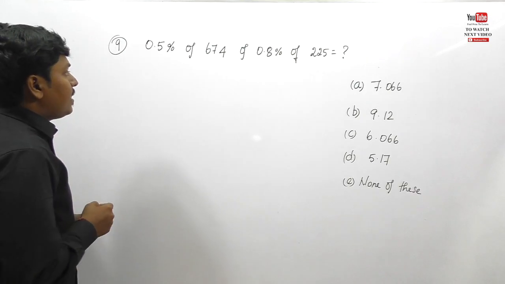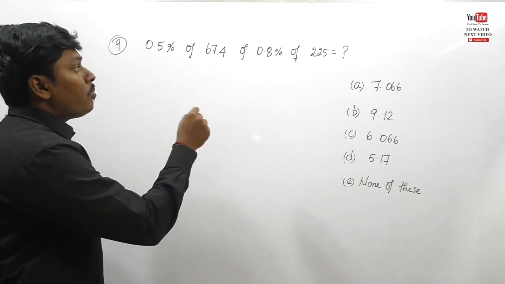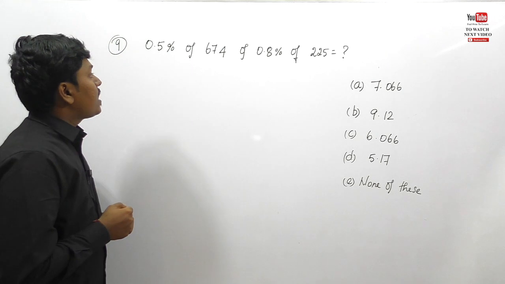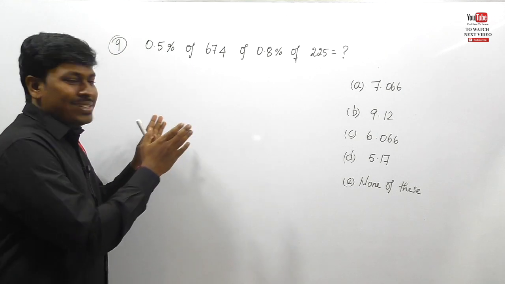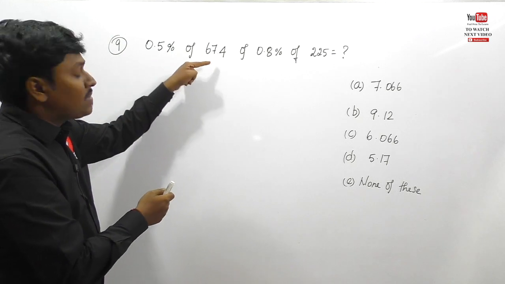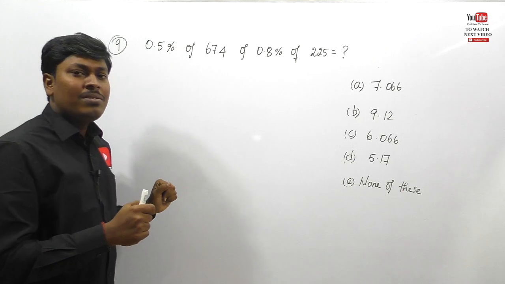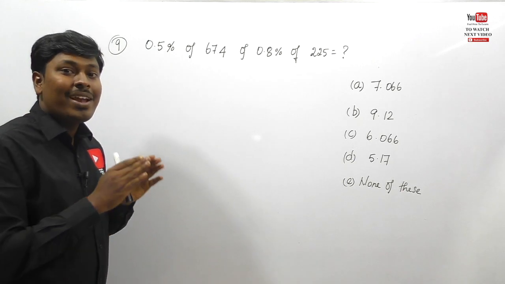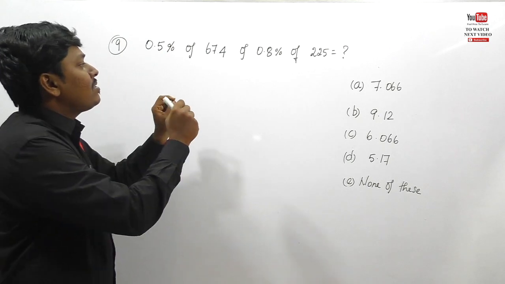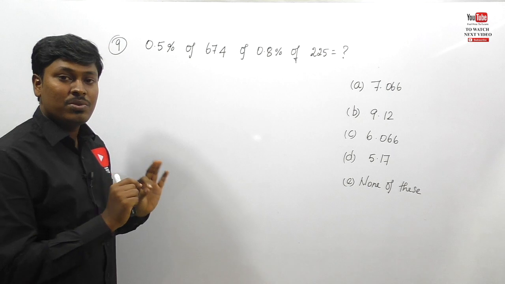Question number 9. 0.5 percentage of 674 of 0.8 percentage of 225 is equal to question mark. So friends, this question is something different, right? Why? Because we can see many of 0.5 percentage of 674 and 0.8 percentage of 225. How to solve this question faster, friends, without going for any huge multiplication or huge addition, and we need to solve this question within 30 seconds. Yeah, there is a technique. Easy techniques to solve this question, friends.